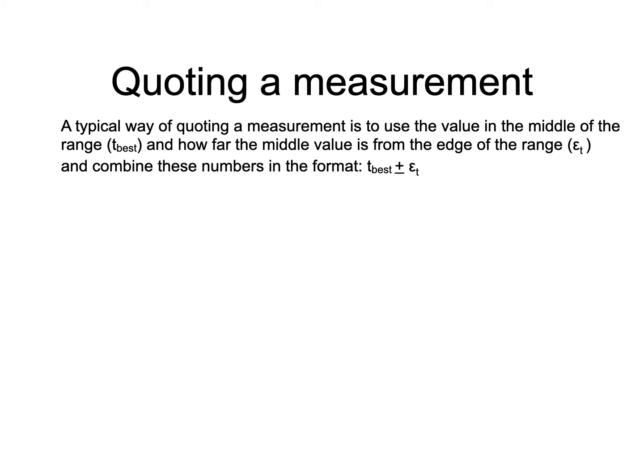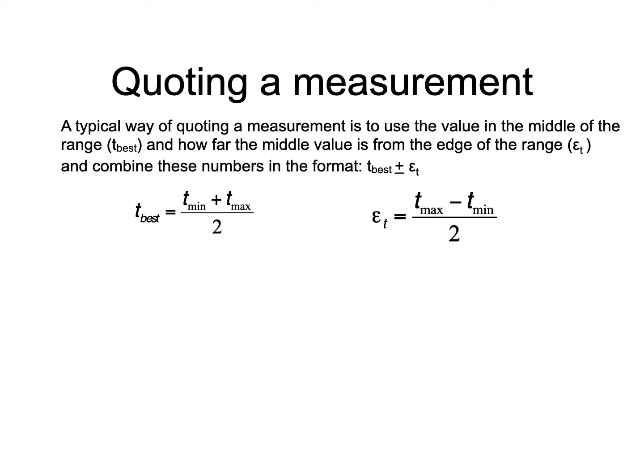Since T best is the middle of the range, it can be evaluated by finding the average between the minimum and the maximum values of the range. Since the separation between the middle value and the maximum value is the same as the separation between the middle value and the minimum value, epsilon t can be evaluated as the separation between the minimum value and the maximum value divided by 2.